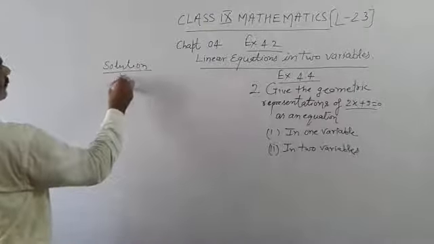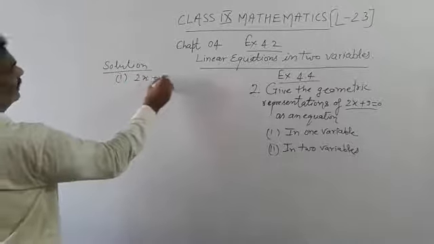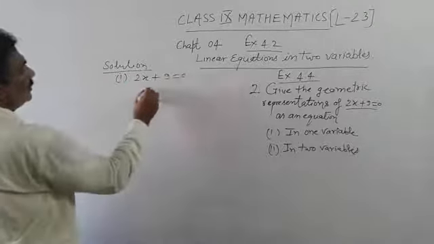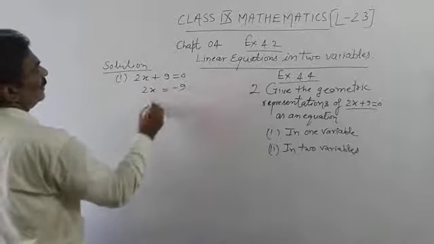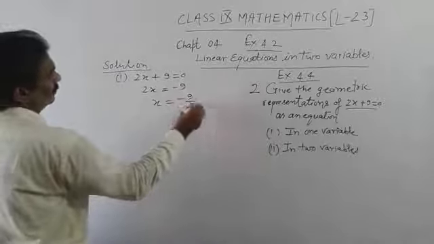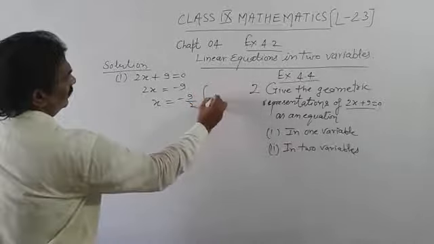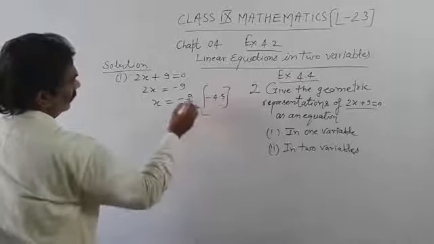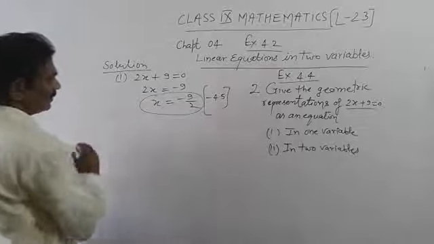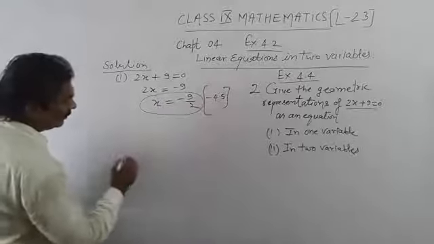In one variable we have 2x plus 9 is equal to 0, or 2x is equal to minus 9, or x is equal to minus 9 upon 2. Okay students, or we can say minus 4.5. So we want to represent this value on number line or in one variable.